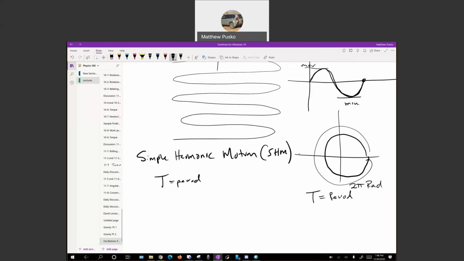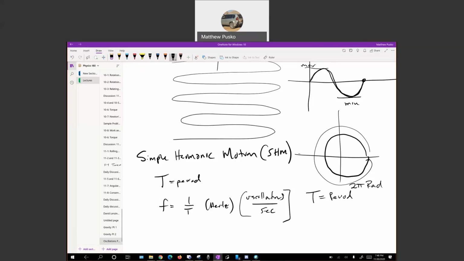We can then define the frequency as 1 over the period, and the frequency is in hertz, and it's how many things something does per second, how many oscillations per second. So period is how many seconds for one oscillation. Frequency is the inverse, or how many oscillations per second.